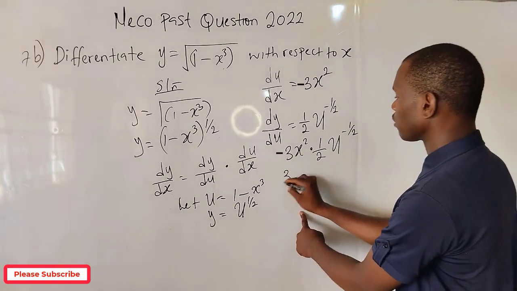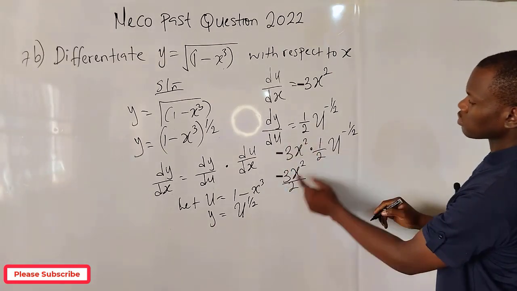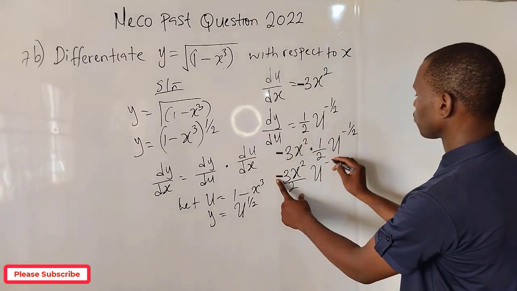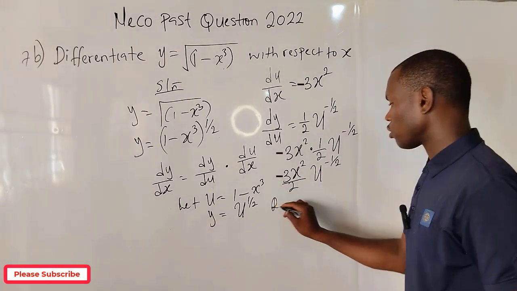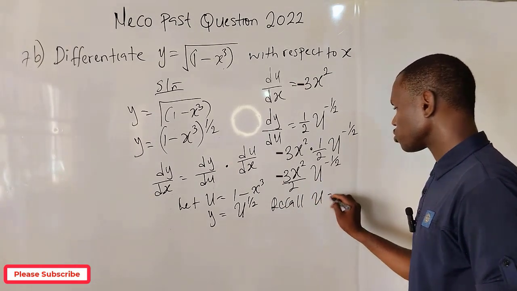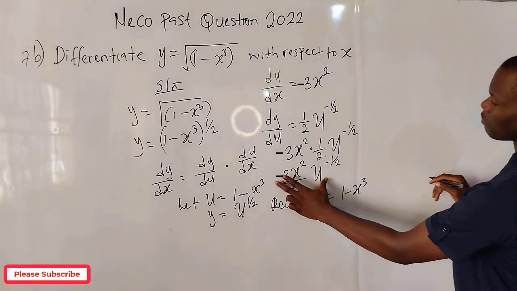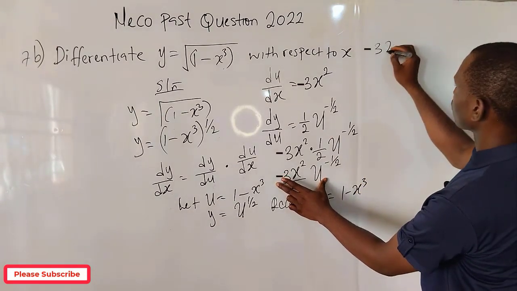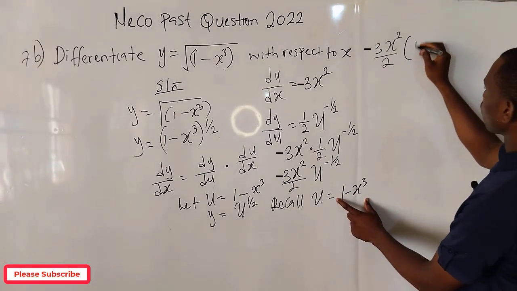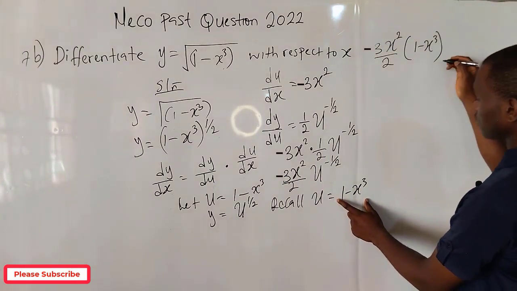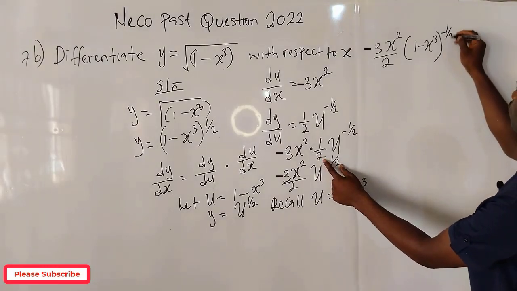Then if we multiply, I'll have 3x squared over 2. 3x squared times 1 gives me this, u raised to the power minus 1 over 2. Then let us recall that u is equal to 1 minus x raised to the power 3. So let's bring it back here. That means I'll have 3x squared over 2 in a bracket, 1 minus x raised to the power 3, and then remember we have this guy, minus 1 over 2.